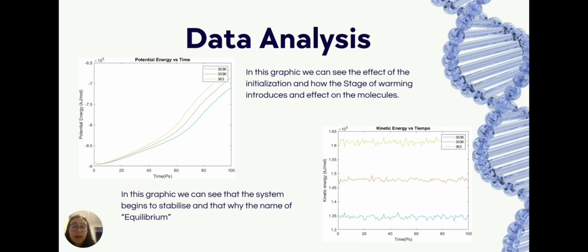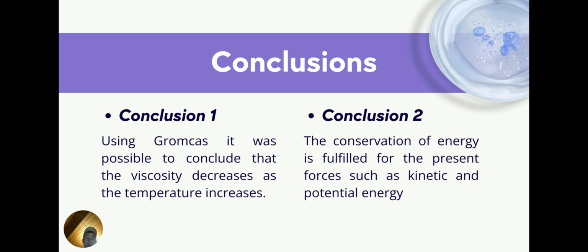Hello, now we present the conclusions of the experiment. The first conclusion is that using GROMACS, it was possible to conclude that the viscosity decreases as the temperature increases. In other words, we can check the objective of this practice because we can show that the relationship between these two variables is not linear.